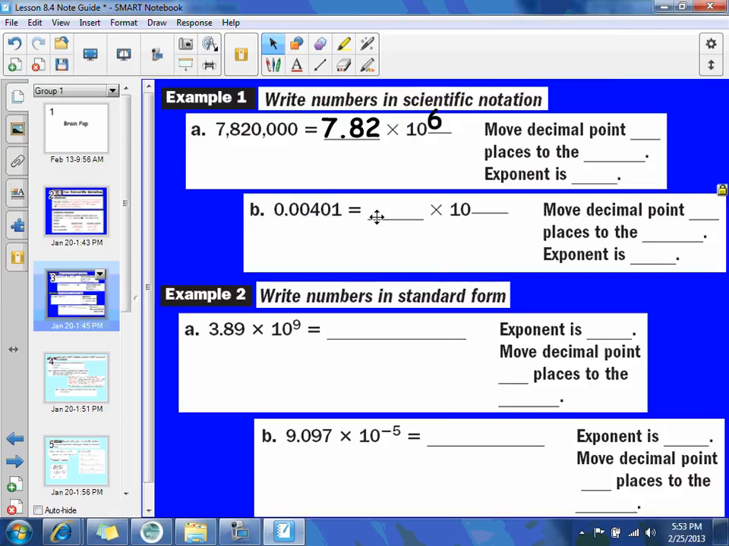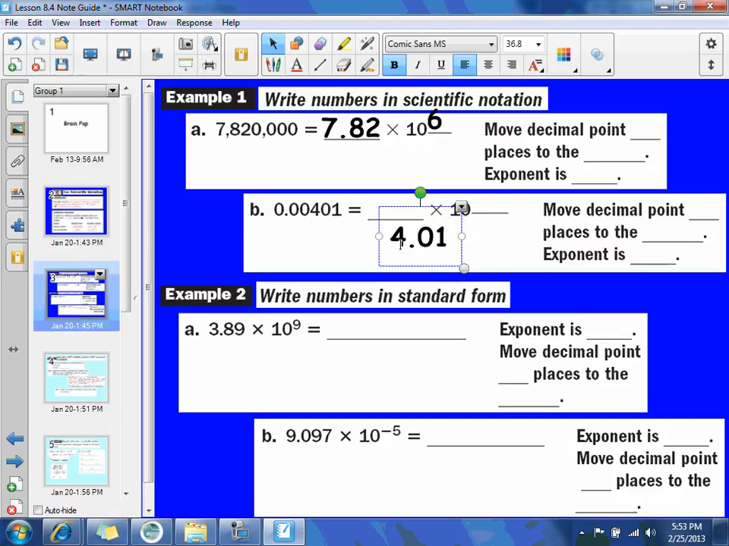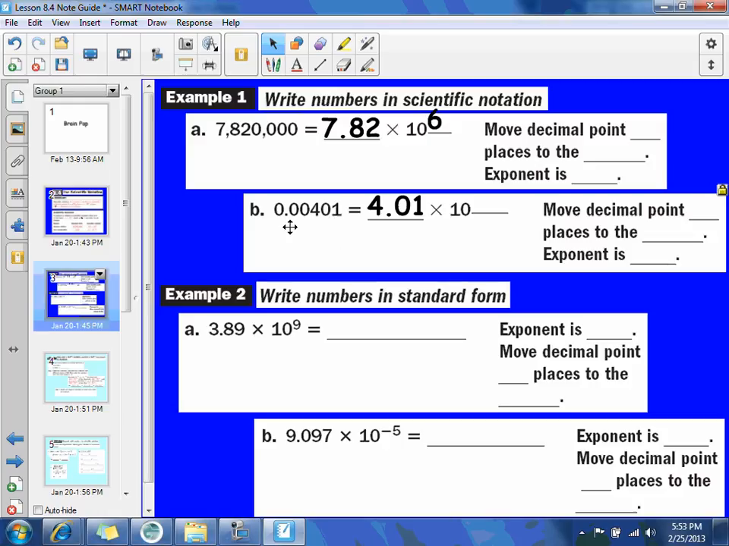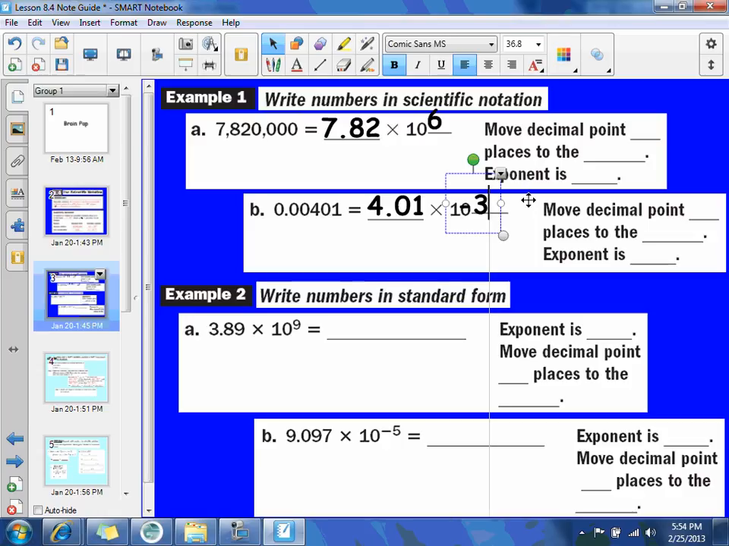Here, your front number would be 4.01, because that's a number between 1 and 10, and you can't get rid of that 0 placeholder. Now this one's a small number, and I put the decimal right here between the 4 and the 0. How many swings does it take? It takes 3, but this is a small number, so it's not 3, it's negative 3. So be careful how you do this.